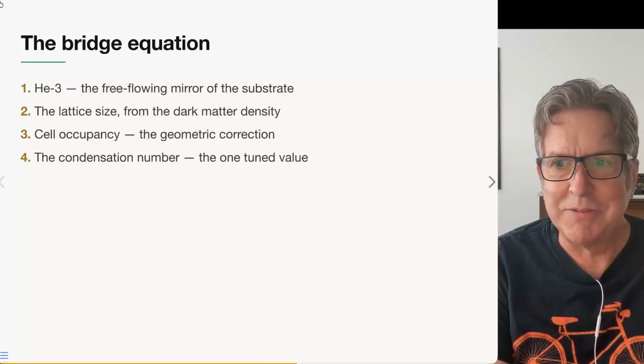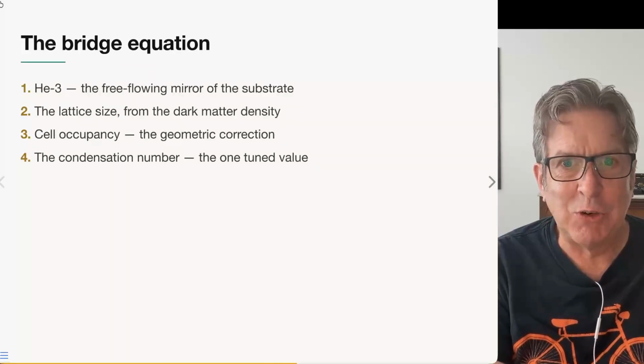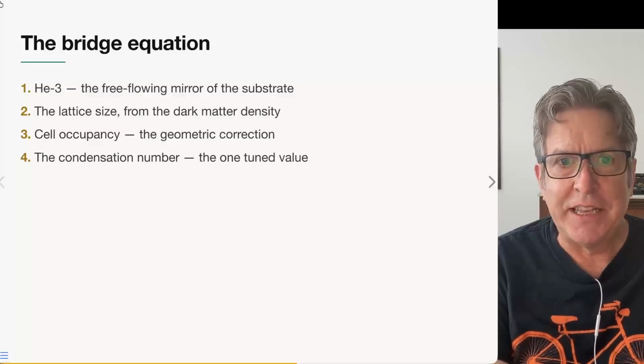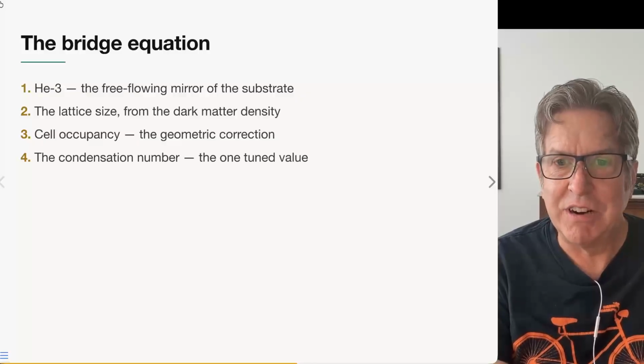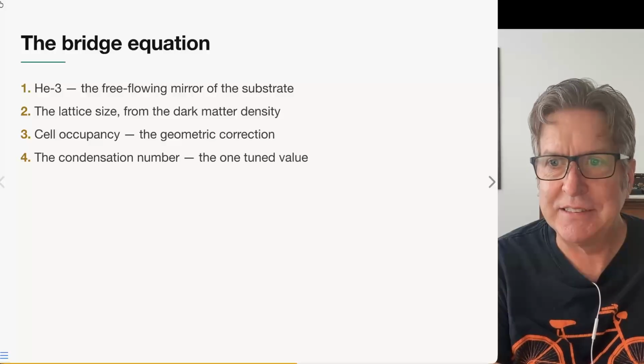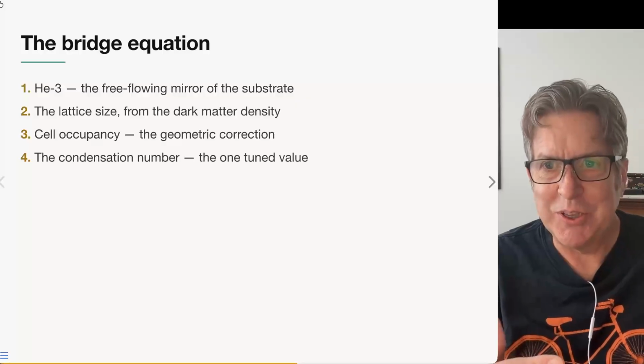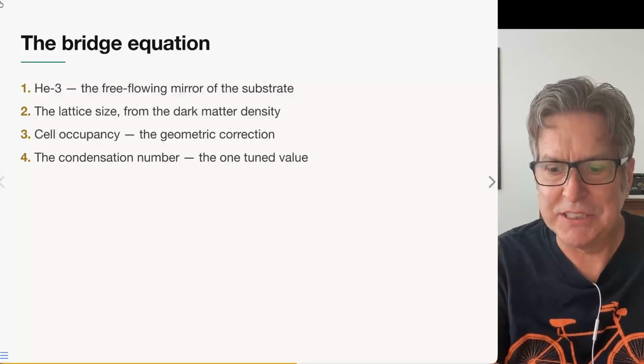There are a few steps to finding the lattice size. First I'll show why the substrate has the acoustic metric, the one Bolovic found. Then the equation that gives the rough lattice size from the dark matter density, and the geometric formula that corrects it. And then finally the condensation number that fits that size from particle physics.